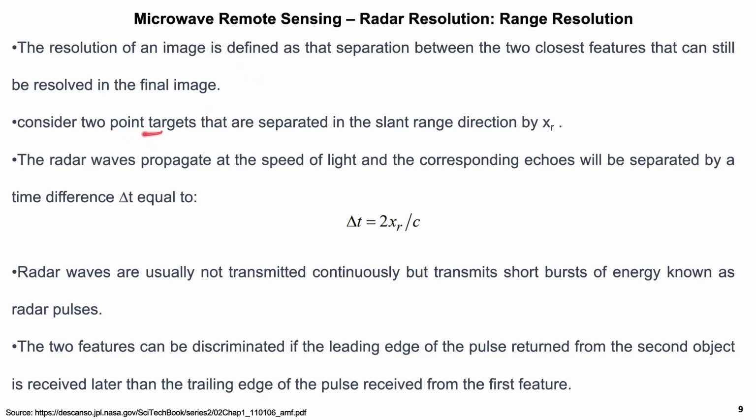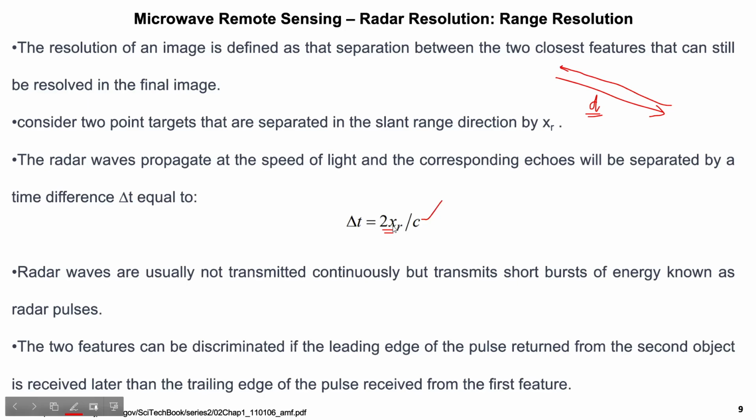So consider two target points that are separated by a small distance xr. Your radar will send a pulse to the target, and then it has to receive it back. So if you consider the distance as d, it will be 2 times d. So here it is xr, so it will be 2 times xr. And the speed of the pulse is the speed of light.